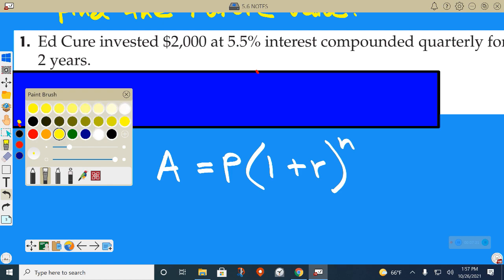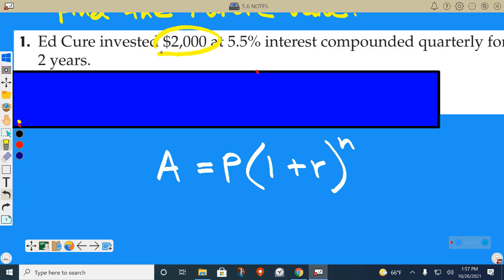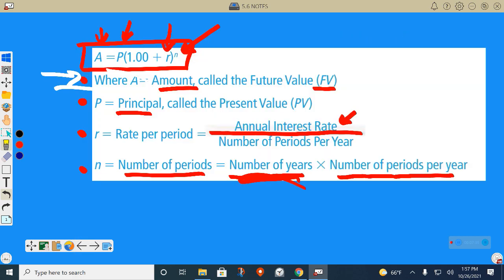Let me go yellow for now. $2,000 is the investment. That's the principal. Watch this. $2,000. 1 plus R. What does R mean again? Let me look at our notes. R means the rate per period, which is the interest rate in the numerator and the number of times per year it tacks on interest in the denominator.